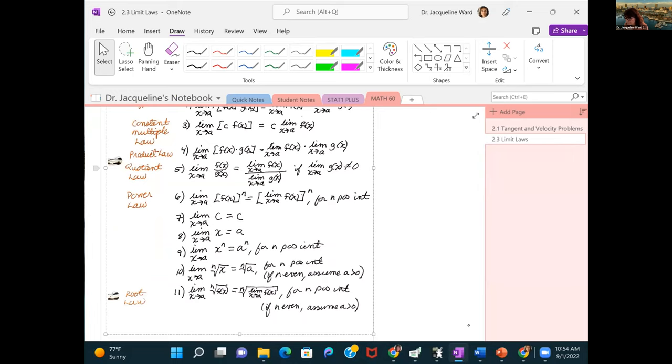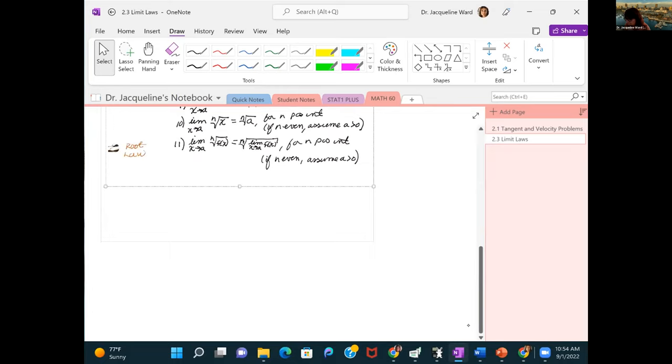There's also the limit of the nth root of x as x goes to a. Again, you can substitute. We're going to be seeing these in action, by the way, so don't be too scared. And then there's the root law: the limit of a root is the root of the limit. And again, that's for a positive root, and assume that a is also positive. Okay, so those are all of the laws that we're going to be using.